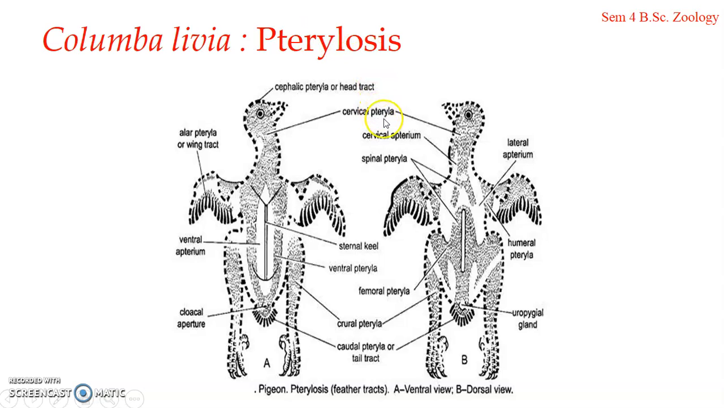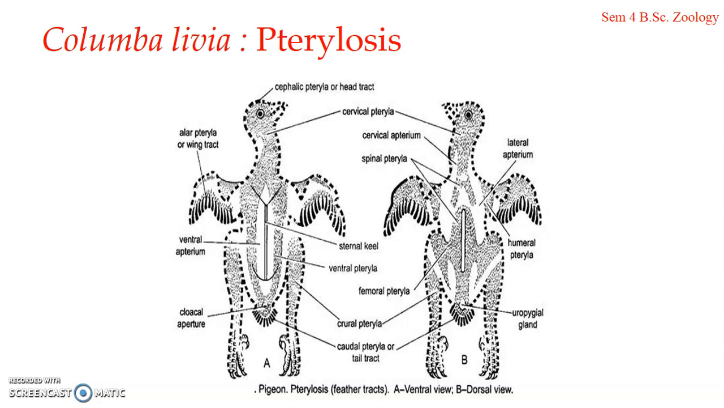You can see there are different pterylae, named based upon their position on the body, isn't it? You have the cephalic pteryla on the head, that is the head tract, cervical on the neck region, alar on the wing region, right? Similarly, there are apteria, where apterium, or apteria in the plural, are the regions where the feathers are absent.